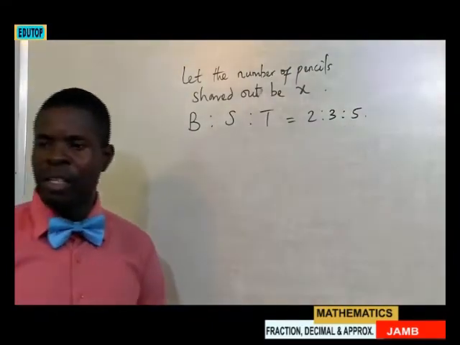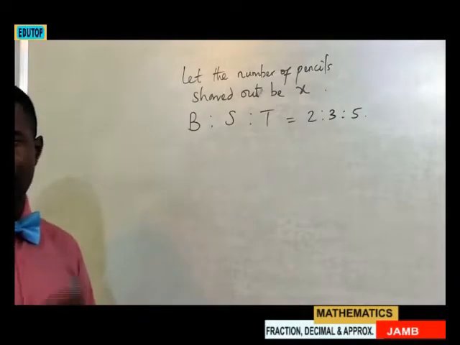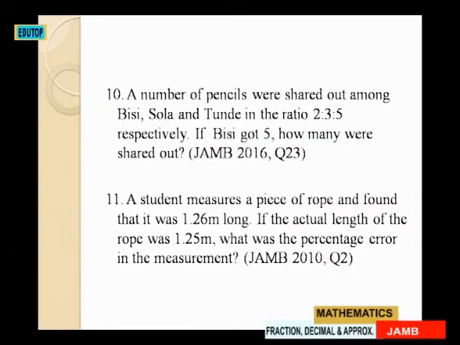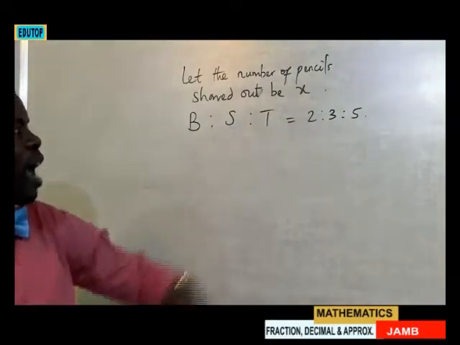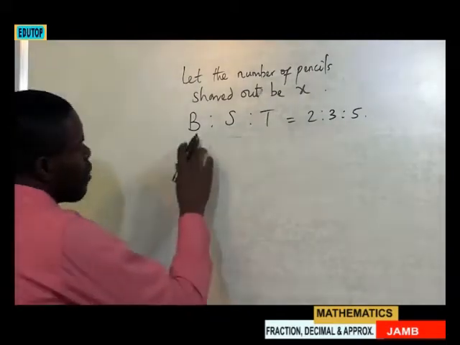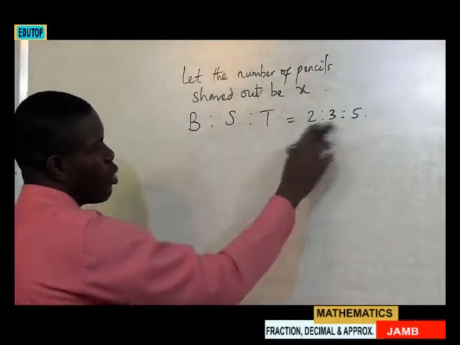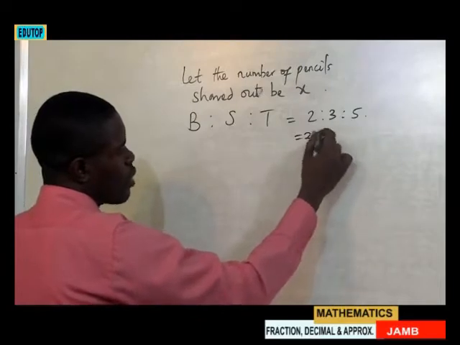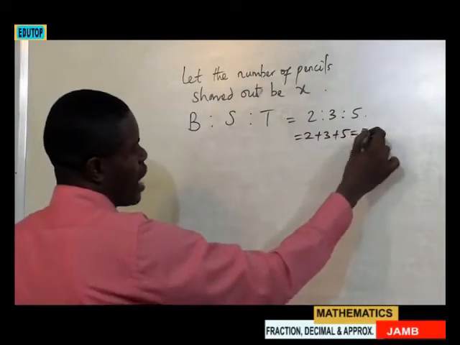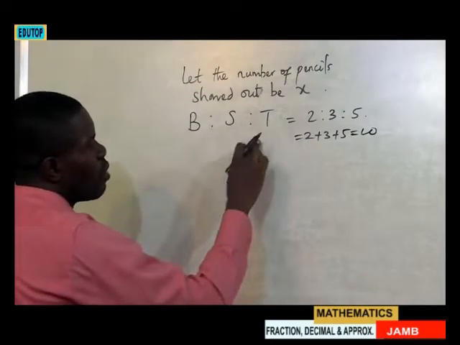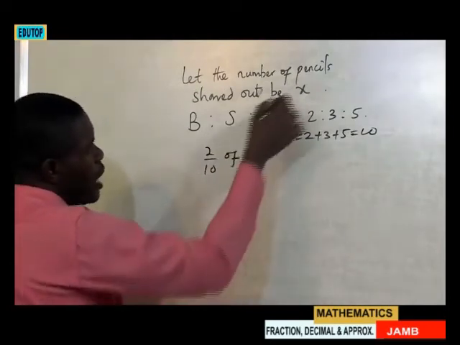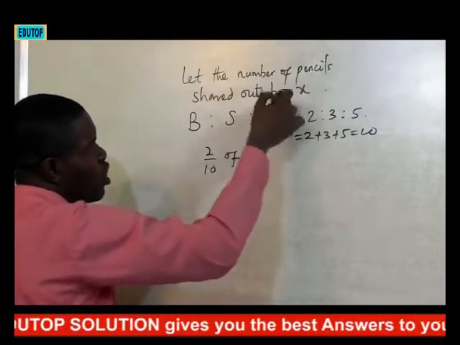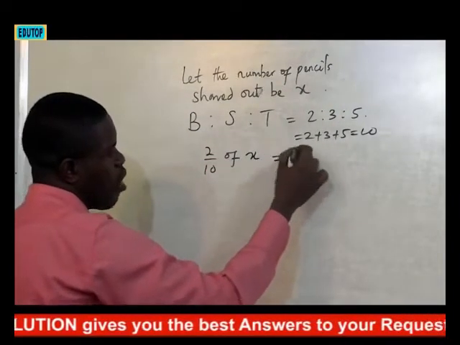Another piece of information given to us is that BC got 5. So the fraction of BC relates to the number of pencils shared out, which is 5. What is the fraction of BC from this ratio? The total ratio is 2 plus 3 plus 5, and that is 10. So BC's ratio will be 2 over 10 of the number of pencils shared out, which is x, and she got 5.